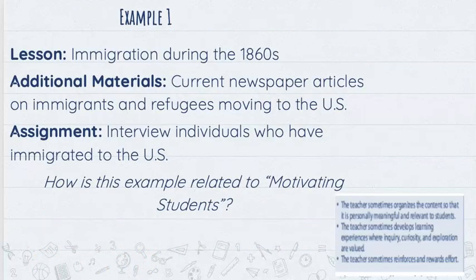So here's an example of how we can motivate our students using the NIET rubric. In this case, we're going to learn about immigration during the 1860s. In this lesson, which is probably going to be multiple days, we're going to have additional materials, including current newspaper articles on immigrants and refugees moving to the U.S. And then the assignment will be to interview individuals who have immigrated to the U.S.